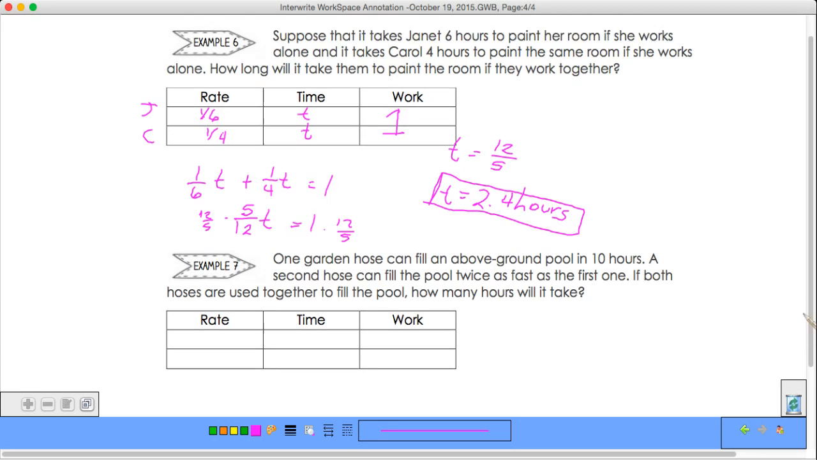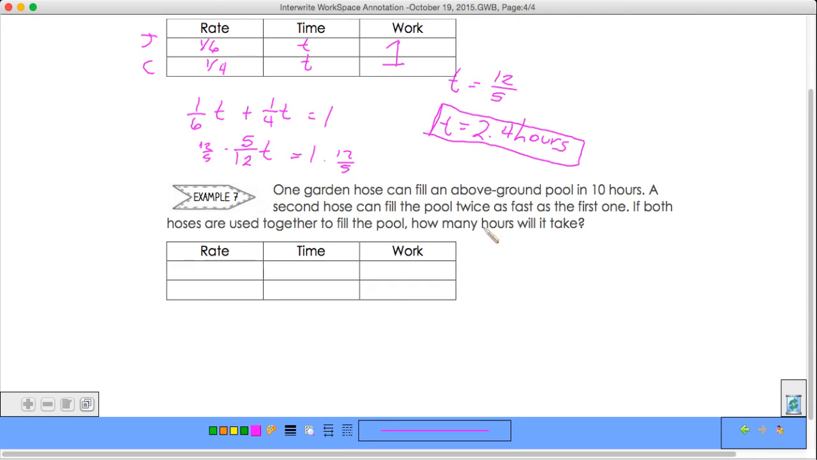Okay, we have one more example. It says, one garden hose can fill the average above ground pool in 10 hours. That makes our rate 1/10. A second hose, so this is the first one, this is the second. The second hose can fill the pool twice as fast as the first, so 2 times this amount. 2 times 1/10. You can leave it as 2/10 or as 1/5 if you want to reduce it.